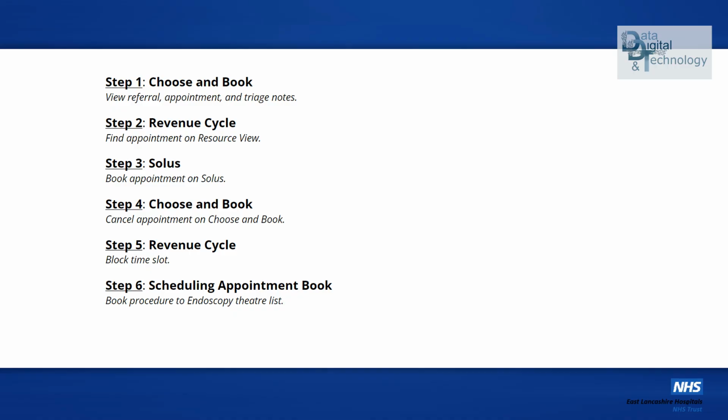Choose and book referrals are booked by the GP via the Choose and Book system. This then appears as an outpatient clinic appointment on Cerner. As the patient will probably require a procedure, this video will go through the steps on how to cancel the Choose and Book referral and block the outpatient appointment clinic slot. The appointment will then have to be booked to the appropriate theatre list on Cerner and Solus.